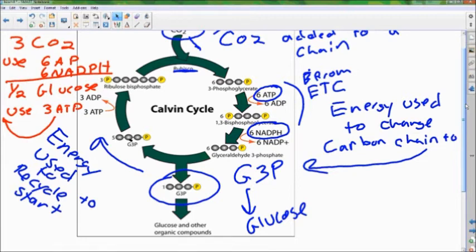So to get a full glucose molecule, we have to have 6 carbon dioxides. We would use up 12 ATP in the first step. We would use up 12 NADPH in the second part there. And then to recycle it, both times, we would have to use a total of 6 ATP.